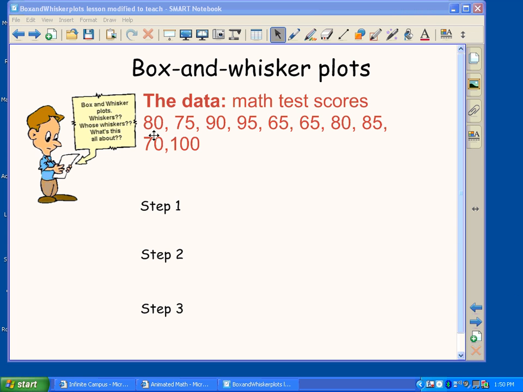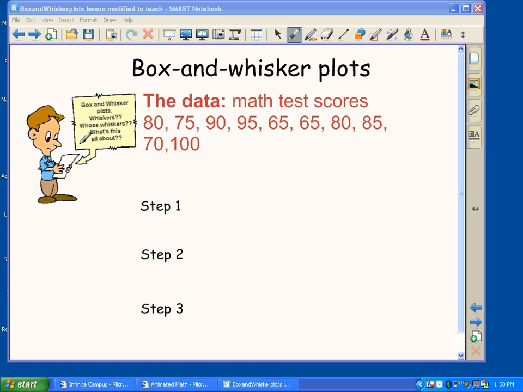We have some data here, and these are math test scores. What do we do with a string of data? What's the first step? Order. Order from least to greatest. So we're going to do that order right now. You're going to tell me the order.